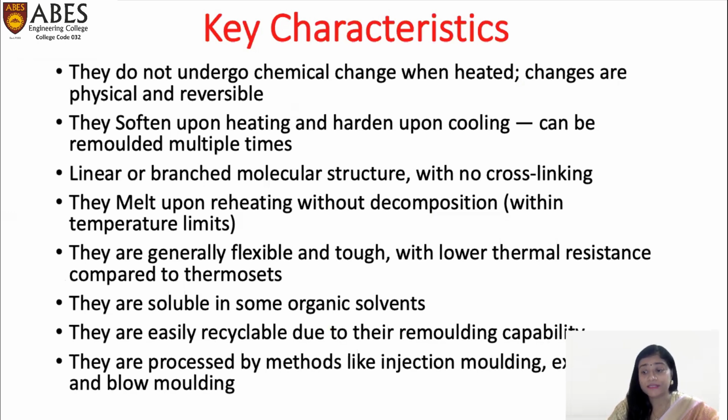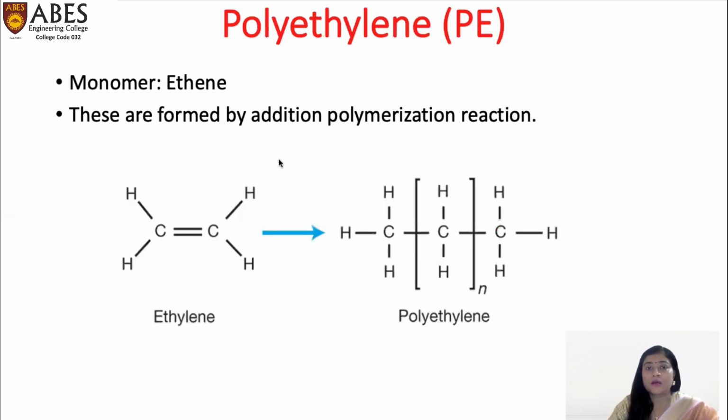They are generally flexible and tough, with lower thermal resistance compared to thermosets. Now, they are soluble in some organic solvents. They are easily recyclable due to remolding capacity, and they're processed by methods like injection, compression, and blow molding. Now, we'll discuss some popular thermoplastics. First is polythene, which we use in daily life since a long, long time.